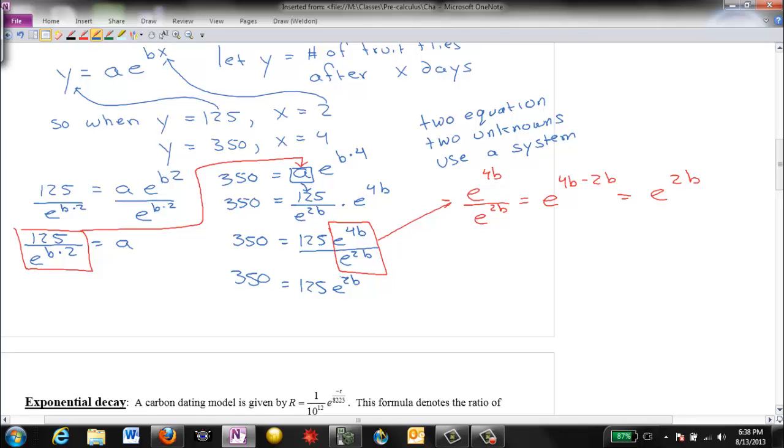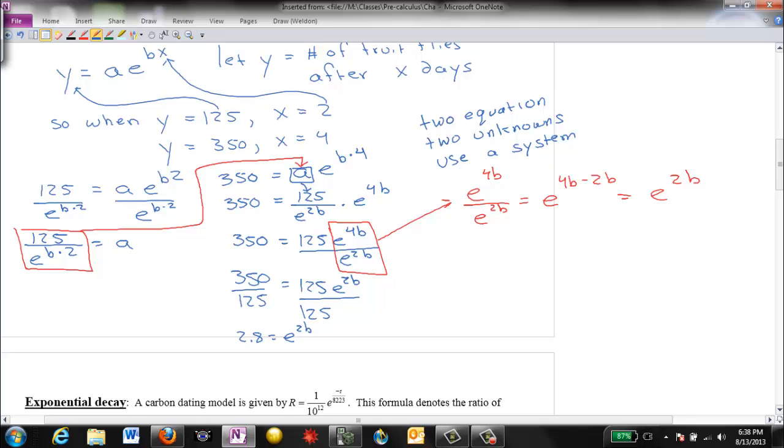So that's a lot nicer, and I'm well on my way to being able to solve for b here. So I'm going to go ahead and divide by 125 on both sides since I'm trying to isolate the exponential part of this equation. And what I end up with here is 2.8 on the left-hand side. So 2.8 equals e to the 2b.